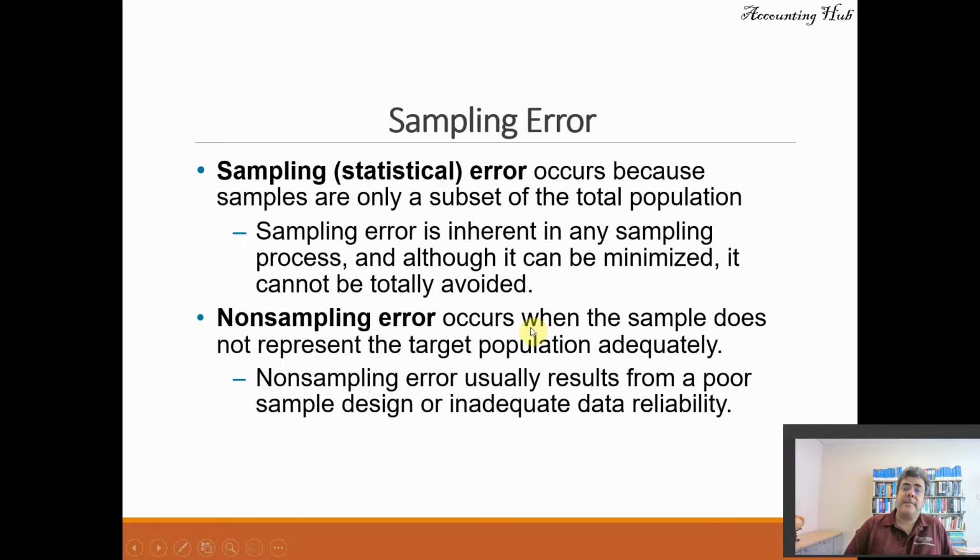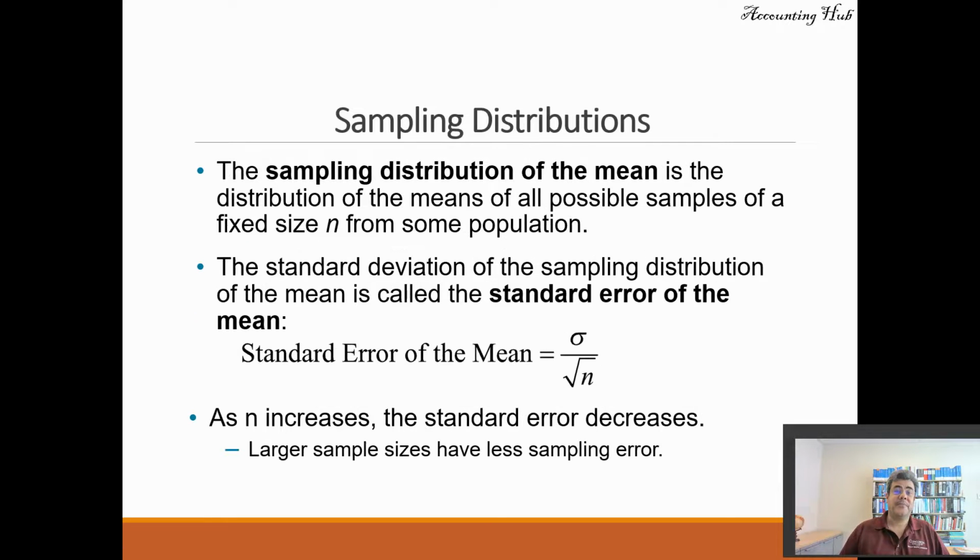And what is the sampling error? Statistical error occurs because samples are only a subset of the total population. It is inherent in any sampling process and can be minimized, but it cannot be avoided. And you minimize it when you expand your sample. Non-sampling error occurs when the sample does not represent the target population adequately, so problems with sizing here.